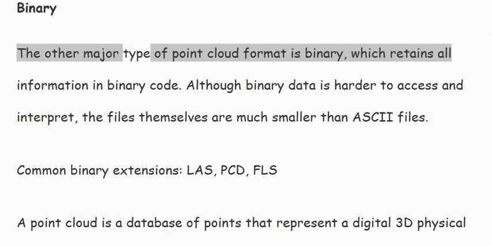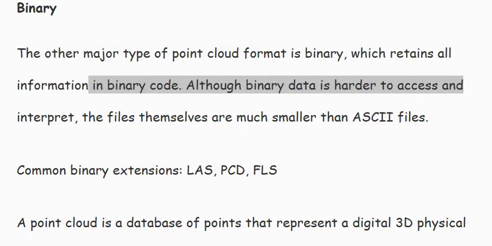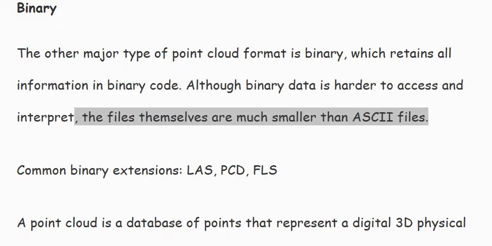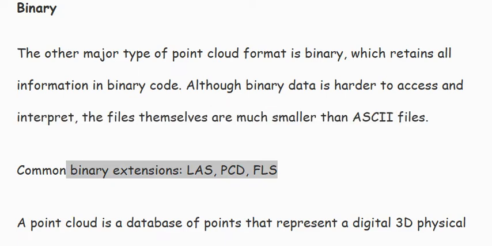The other major type of point cloud format is binary, which retains all information in binary code. Although binary data is harder to access and interpret, the files themselves are much smaller than ASCII files. Common binary extensions: LAS, PCD, FLS.